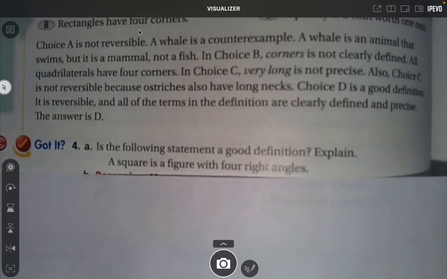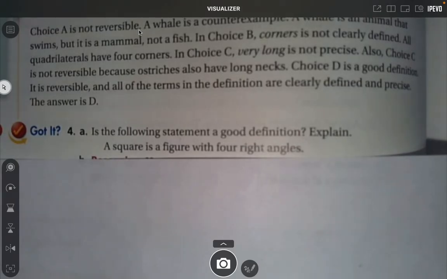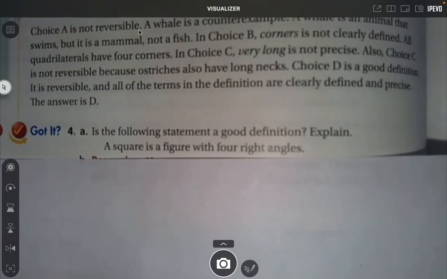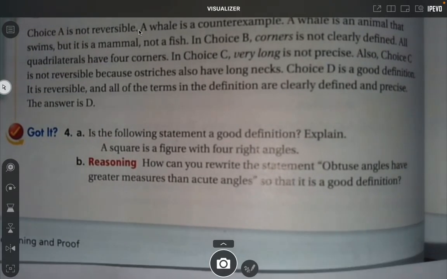A square is a figure with 4 right angles. That is true. Is there another figure that has 4 right angles that's not a square? A rectangle. So is that a good definition? No. What do you know about a square? It has 4 sides that are the same. Does this say that? We're lacking that information. So that's not a good definition.